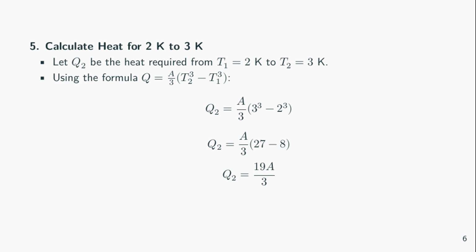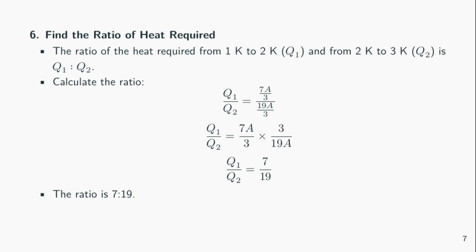Next, we calculate the heat required for the second range from 2 Kelvin to 3 Kelvin. Let's call this Q2. Using the same formula but with T1 equal to 2 Kelvin and T2 equal to 3 Kelvin, Q2 equals A over 3 times the quantity 3 cubed minus 2 cubed. 3 cubed is 27 and 2 cubed is 8. So Q2 is A over 3 times 27 minus 8, which simplifies to A over 3 times 19, or 19A over 3.